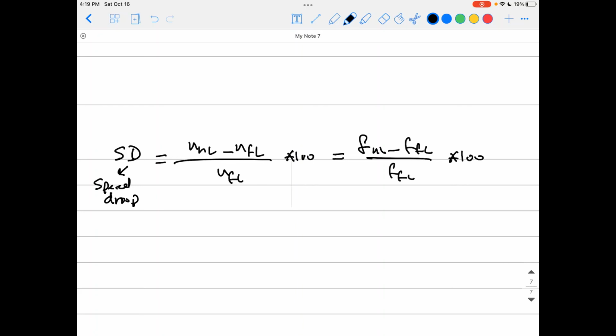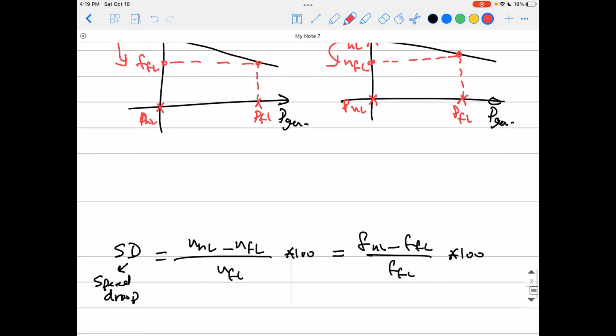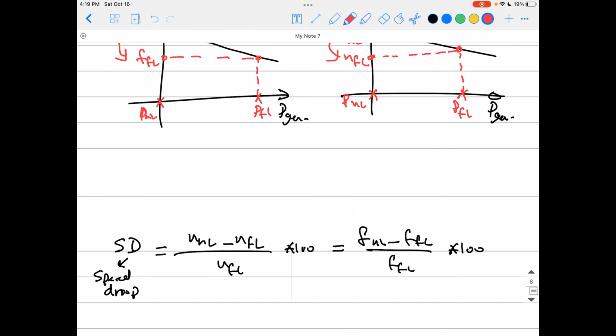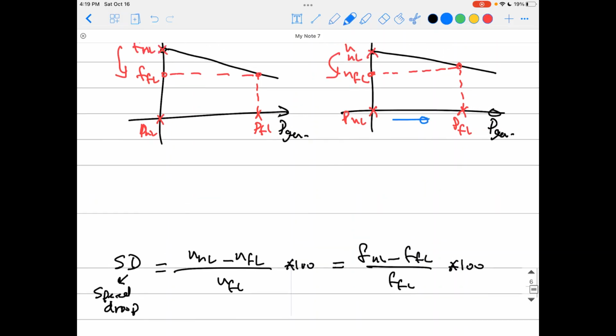Again, it gives you an indication of how much the speed of the machine will drop if you go from no load power to full load power. Again, it's unique for each machine. The same idea applies for the frequency: when you increase the power from P no load to P full load, how much reduction will happen in the frequency? Or you can understand it the other way around.